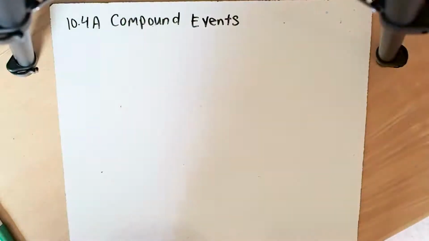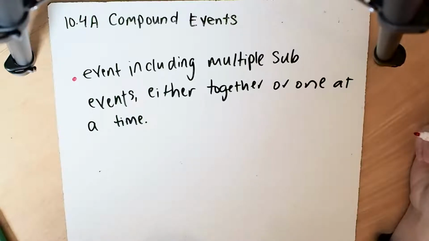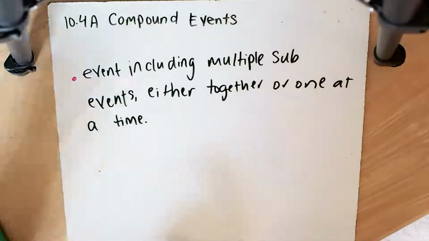Today we're discussing compound events. A compound event is an event that includes multiple sub-events, either together or one at a time. There are two different ways to find the total number of possible outcomes of compound events, but first we're going to just define what a compound event might look like.